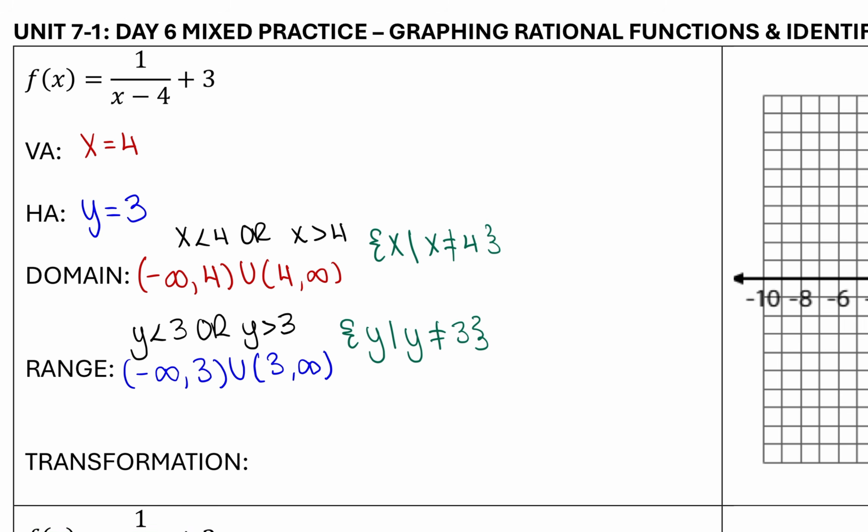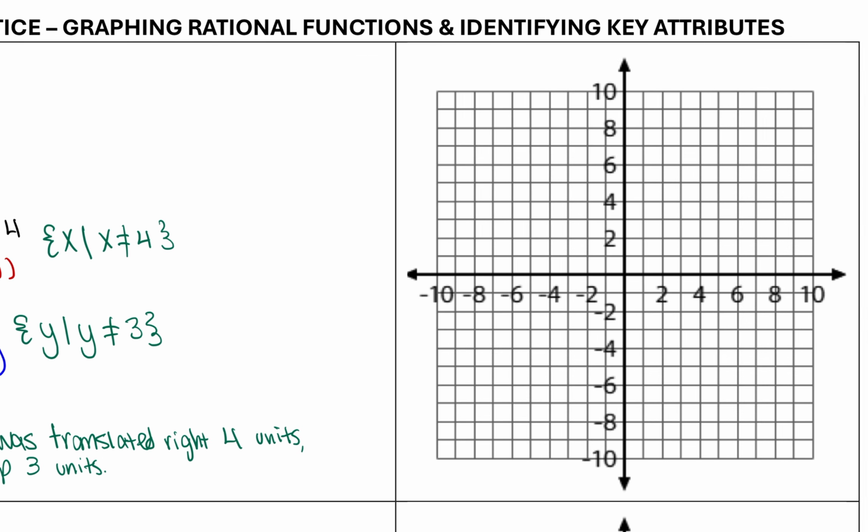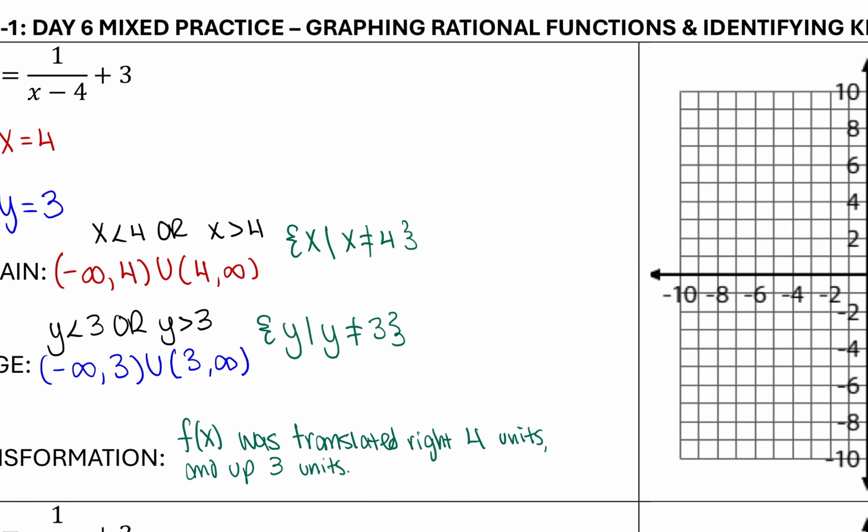And for the transformation, we're going to indicate that the f of x was translated right 4 units, comma, and up 3 units. From there, we are then going to graph the rational function.